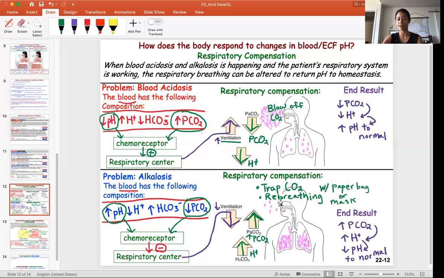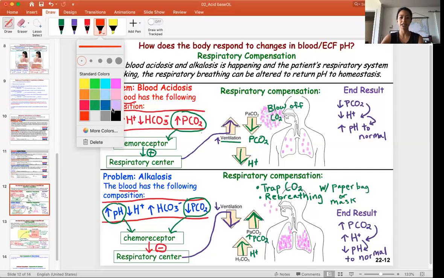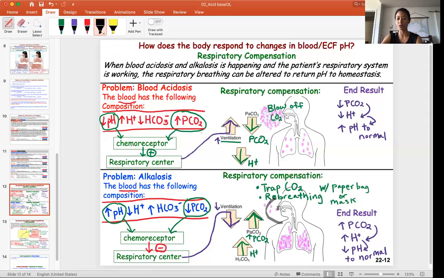Sometimes in the hospital, if you want to trap that CO2, you can give a patient a mask that doesn't have oxygen or anything. You put the mask over the patient and then they're rebreathing the CO2 they're exhaling out. In a couple of minutes, that should correct the PCO2. It's the same thing when someone is having an anxiety attack and hyperventilating. You give them a brown paper bag, though it doesn't have to be brown, it could be any color. They rebreathe that CO2, trapping it back into the lungs and increasing the PCO2 in the blood. Okay, so that is respiratory compensation.